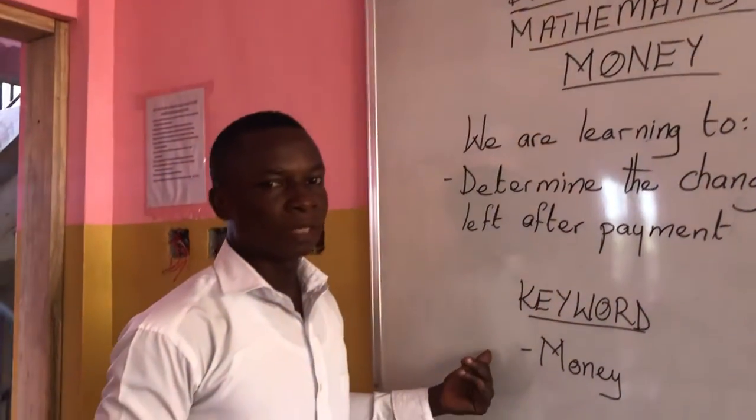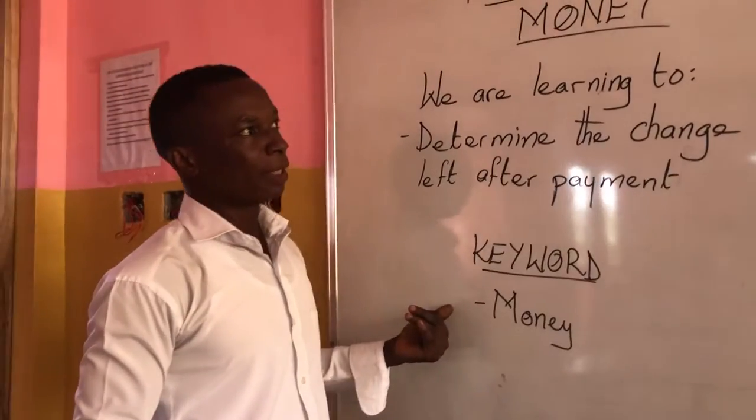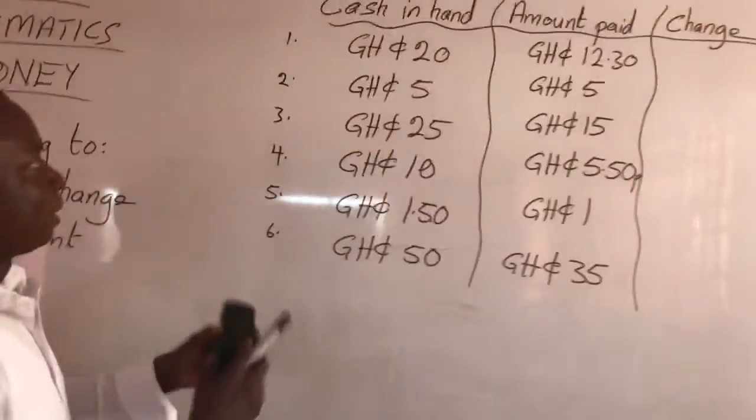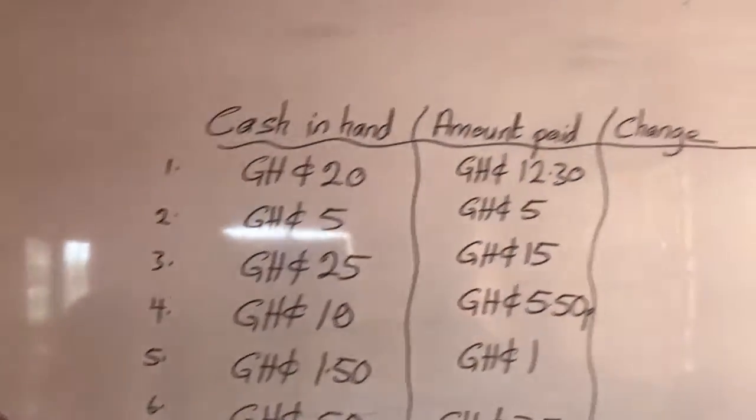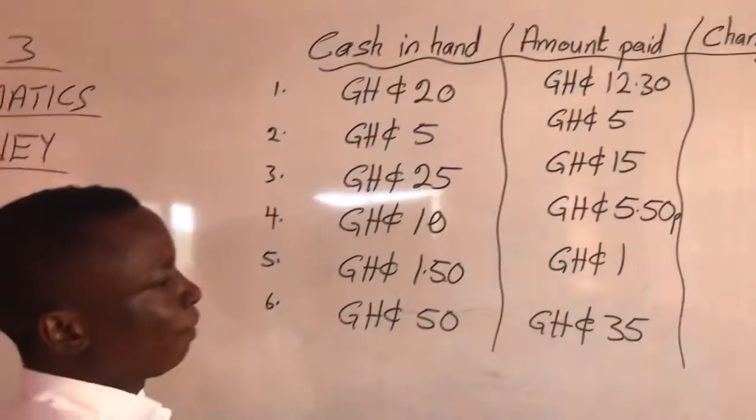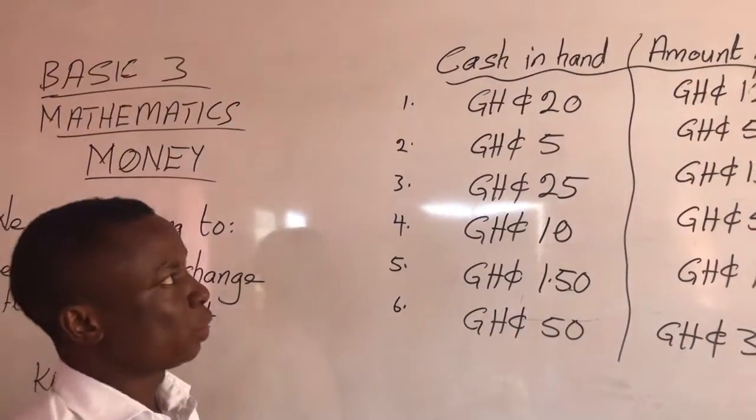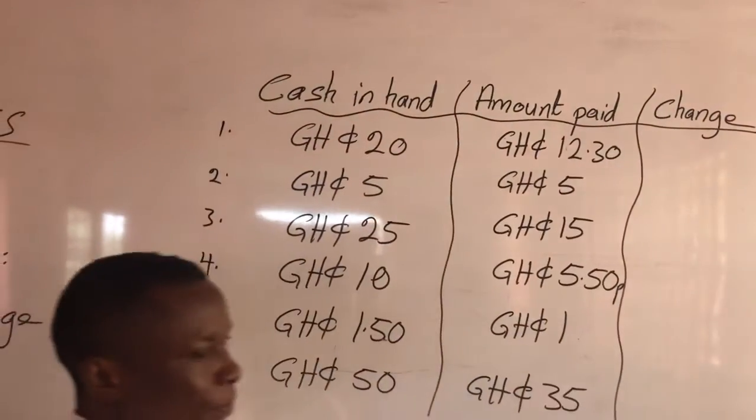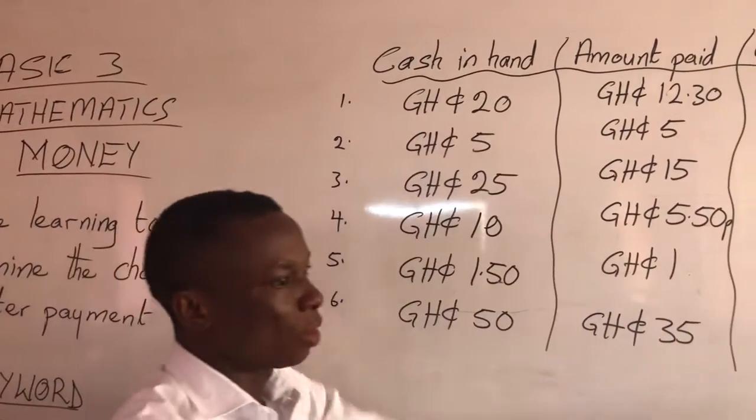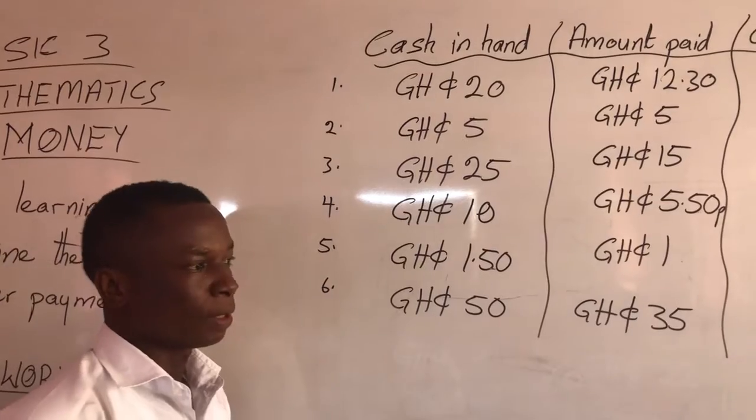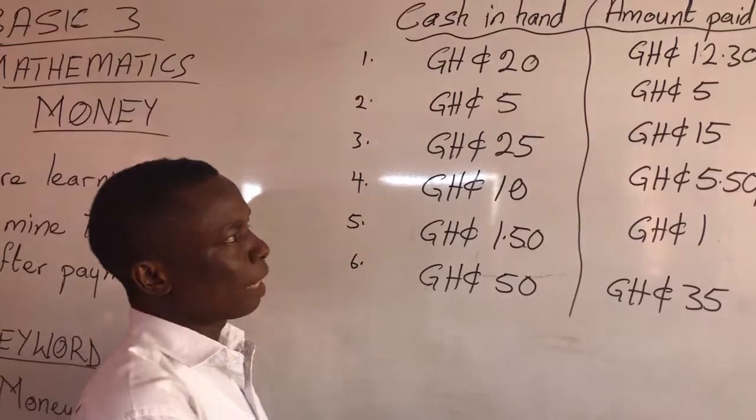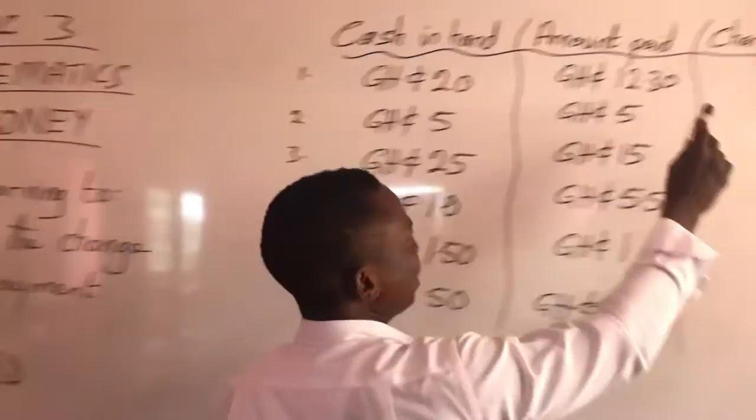Let's look at our keyword, which is money. Now, let's look at the task for the day. This is a table given to us. Cash in hand is the money that you have in your hand or what you have with you. The amount paid means you have made some expenses. After buying some items, you realize that there is still some money left. That is what we are trying to determine right now. That will be the change here.